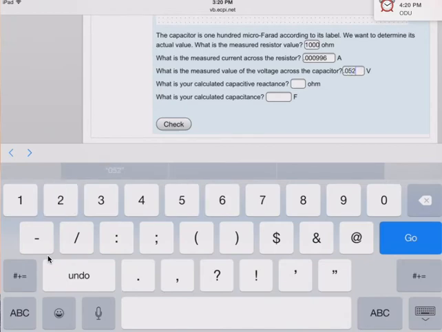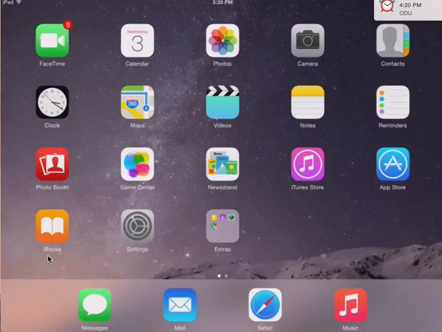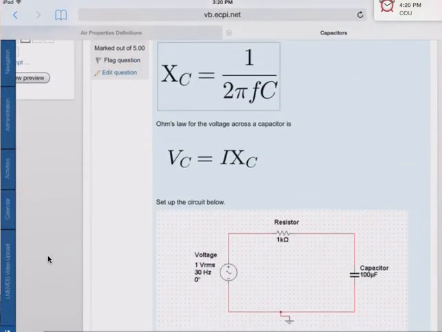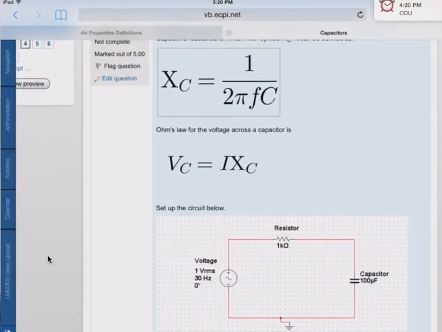So now it says, what is your calculated capacitor reactance? Well, if we're going to look at our calculated capacitor reactance, we go right here. We have our voltage across the capacitor, and we know the current in the circuit. We found the current in the resistor. We know that the current is the same all the way through a series circuit, so we can find our capacitor reactance. So let's go ahead and find that capacitor reactance.